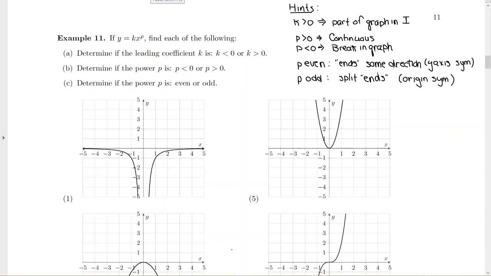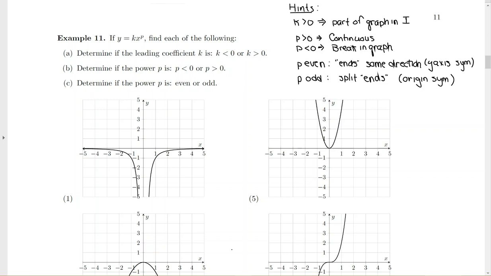We're going to be looking at some characteristics of these graphs and trying to identify the values of k and p in these functions. So I've written up some hints over here to help us determine what our k value and our p value are going to be.